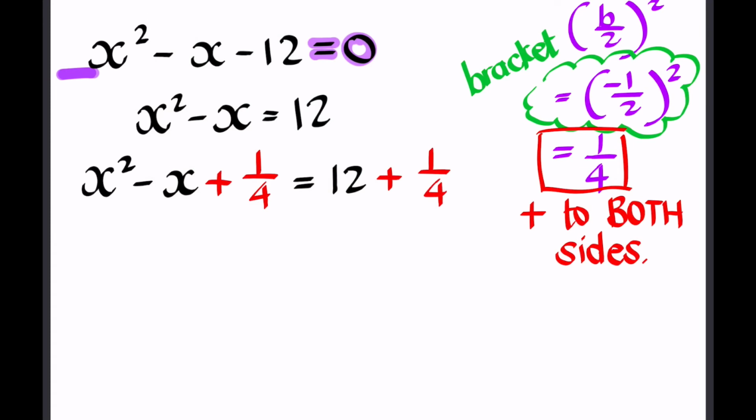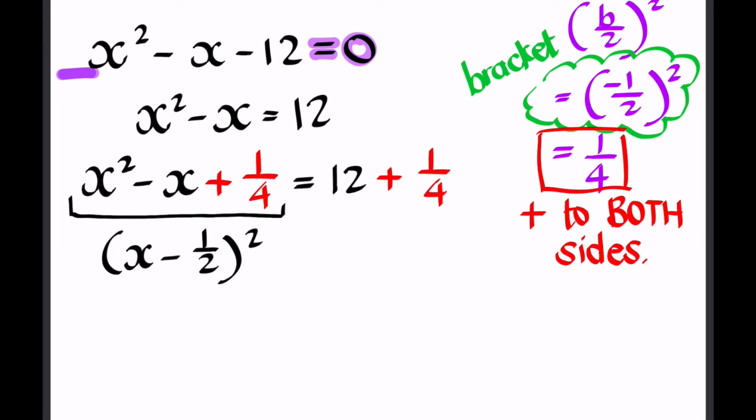Cool. All right, now what we're going to do is on the left-hand side over here, we have our perfect square trinomial that we're going to factorize. So we have x minus a half squared. 12 plus a quarter is 12 and a quarter, but I'm going to write it as an improper fraction of 49 over 4. All right, but this is an equation, so I want to solve this equation. So in order to solve this equation, I have to get rid of that square. Now to get rid of that square, I'm going to square root. Now remember, the most important thing when you square root a number is that you get a plus minus answer.